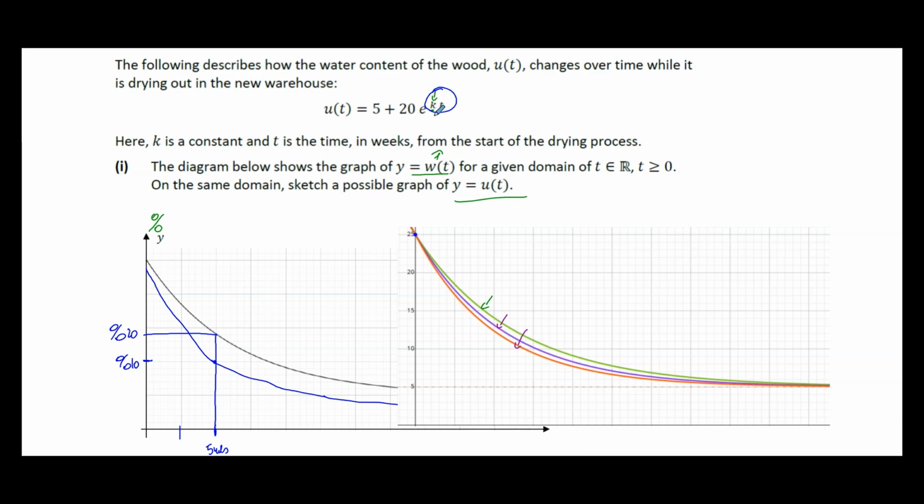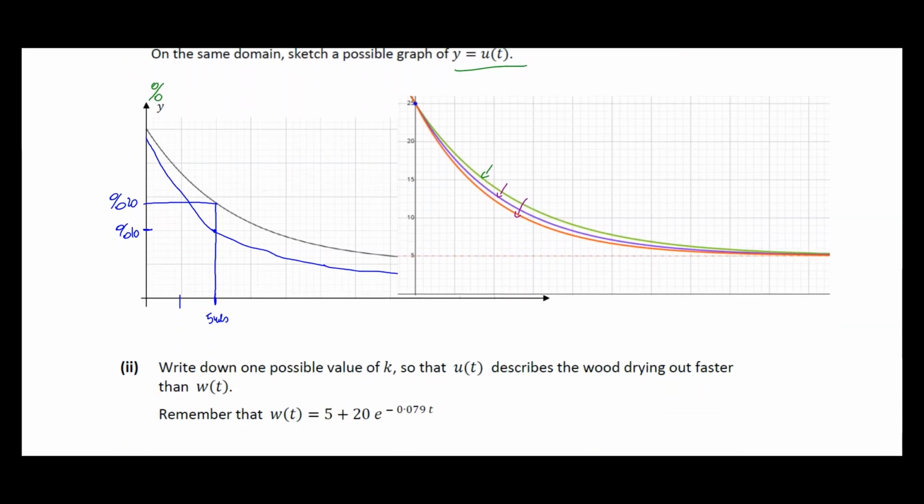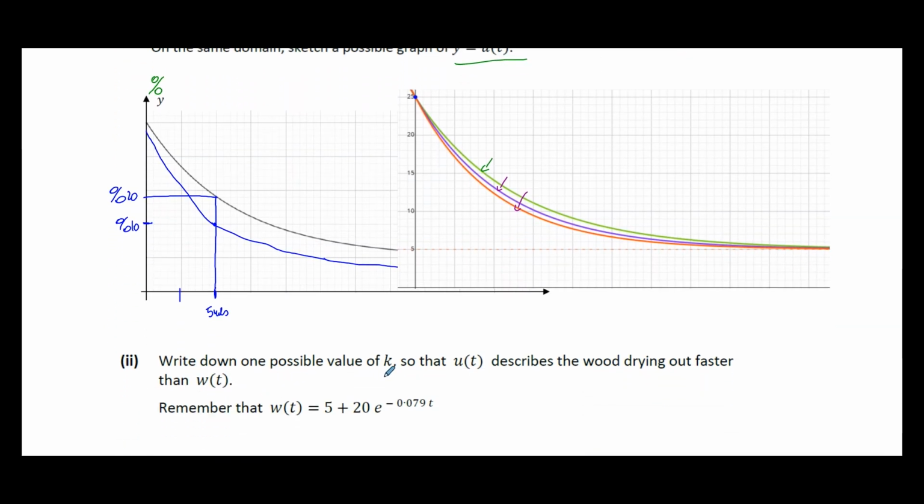So that's what we need to understand. And that's where the next part is coming, saying that we have to write one possible value of k. So that's what I'm saying. In order for the graph to be curved more, now you can see that they are on both ends in the same place. It's just that they have a bigger dip, isn't it? That's the idea.